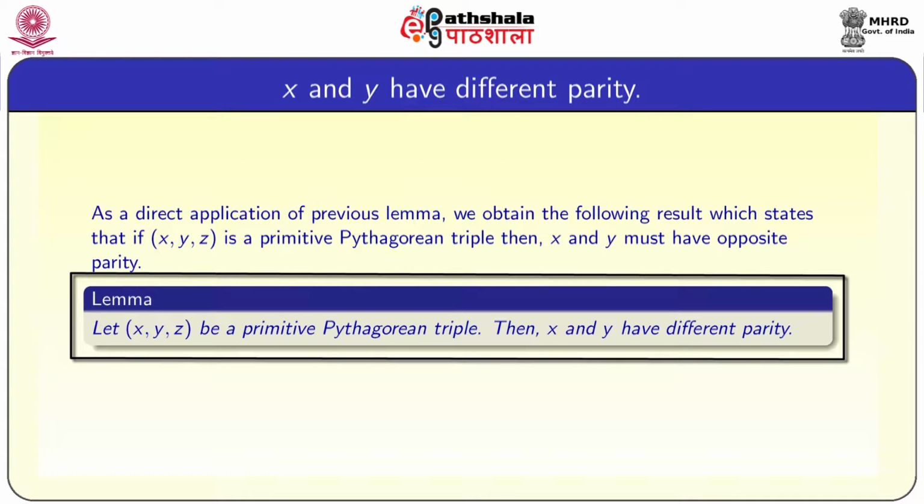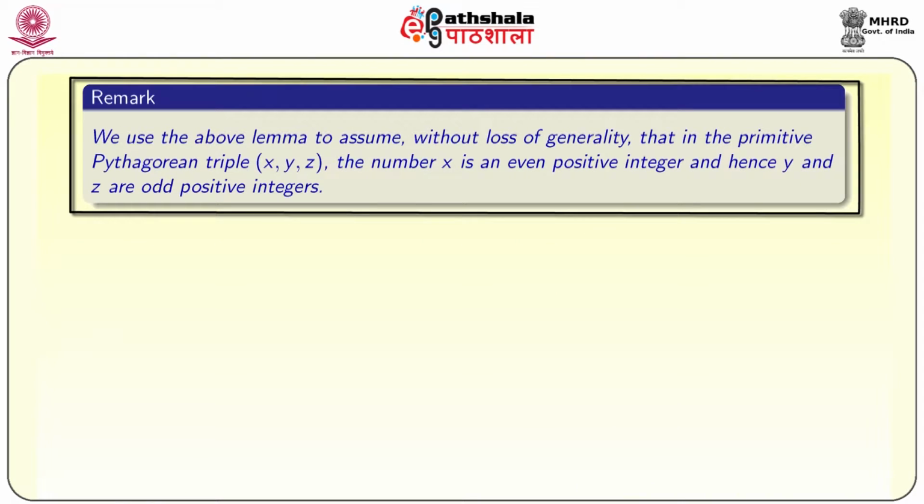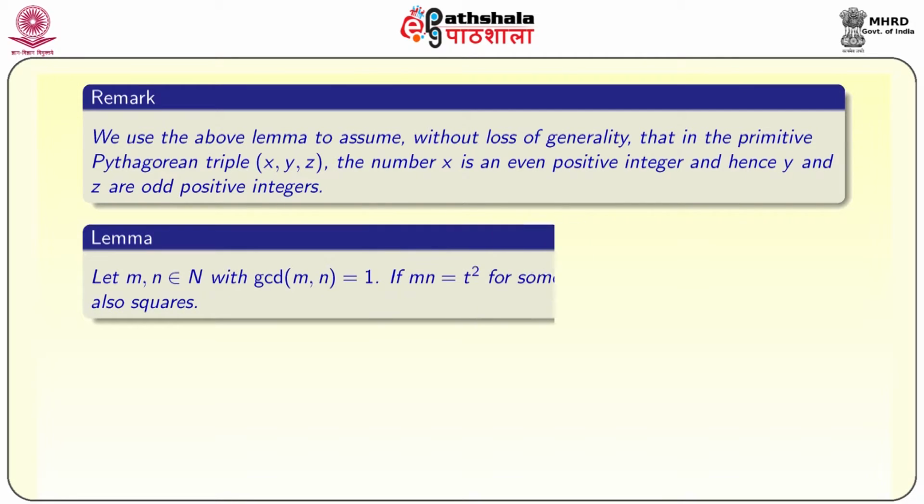Let x, y, z be a primitive Pythagorean triple. Then x and y have different parity. So we use the above lemma to assume, without loss of generality, that for the primitive Pythagorean triple x, y, z, the number x is an even positive integer and y and z are odd positive integers. It is because x and z also need to have GCD 1, so z also needs to be odd.